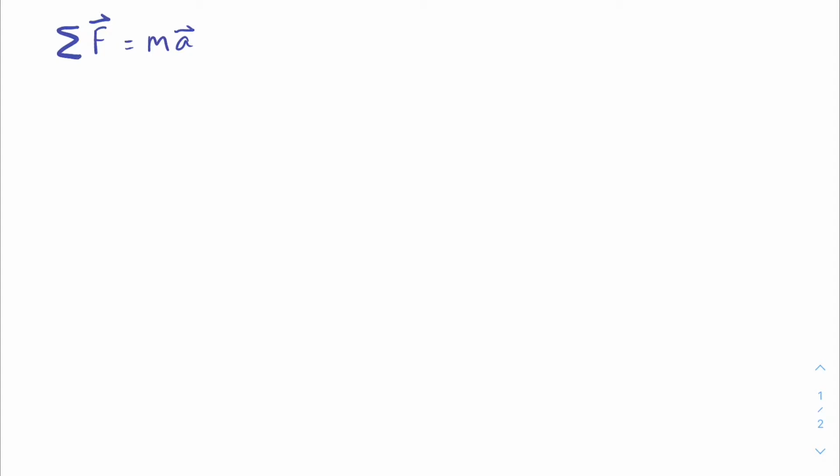Because momentum is equal to mass times velocity, we can actually write Newton's second law in terms of momentum and time. Mass times acceleration is the same as mass times the change in velocity over the change in time. Because we know that mass times velocity equals momentum, we can write this as the change in momentum over the change in time. This tells us that the rate of change of an object's momentum is equal to the force exerted on it.